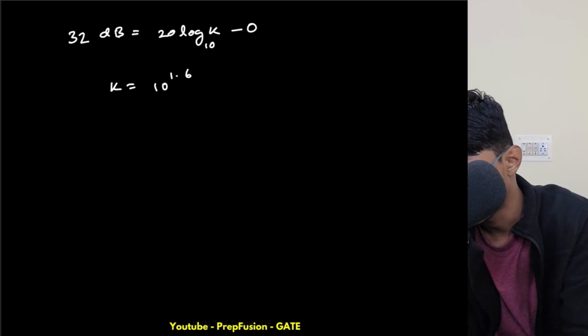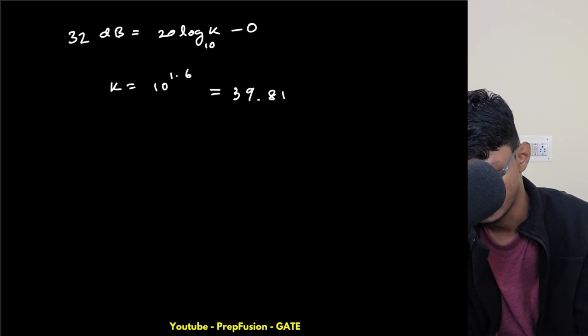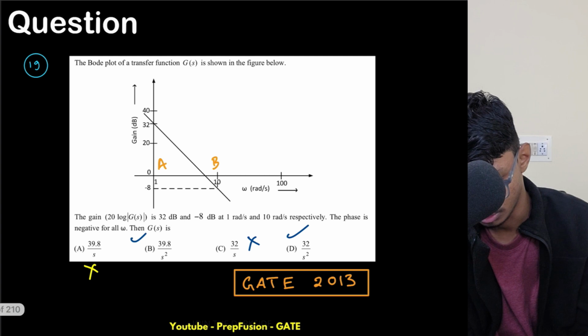So 10 raised to power 1.6 is 39.82 almost, or 39.81 you can say. So this is the answer basically. Here you can write 39.8. So this is correct.